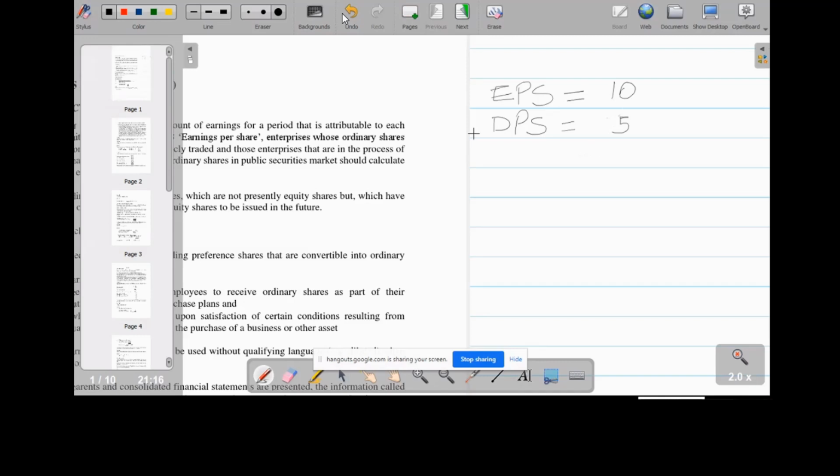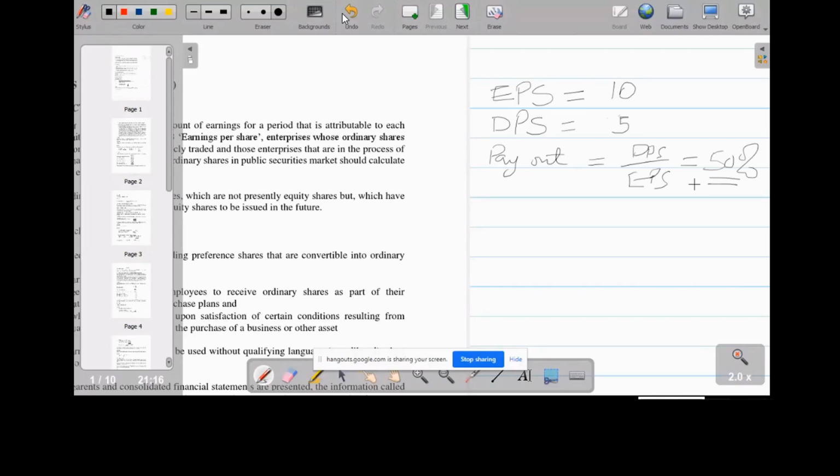So you might find here maybe they are paying 8. Then there is something else that we call the dividend payout ratio, which will be the DPS divided by the EPS. This will give you 50%. So 50% implies that out of the attributable profit to shareholders, only 50% has been paid as dividend, and the rest has been retained in the organization as retained earnings.